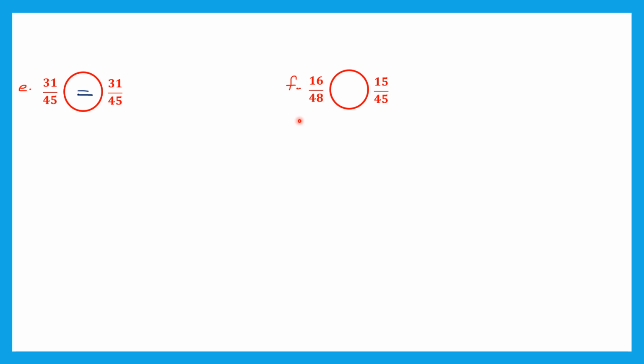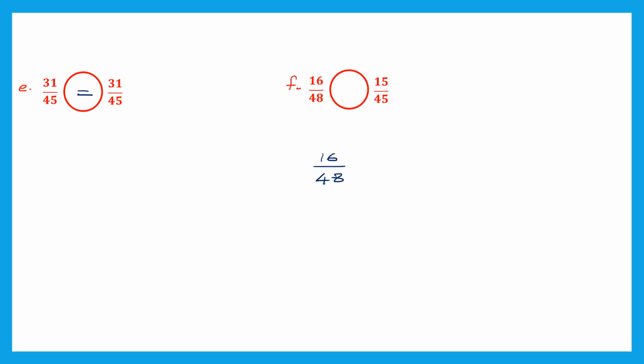Question F. 16 by 48 and 15 by 45. Now numerators are different, denominators are different. Now we can find the LCM of the denominators. Now there is another way that we can do it. Since this fraction can be reduced to the lowest term, let's reduce this to the lowest term and see what we get. So let's write down 16 by 48.